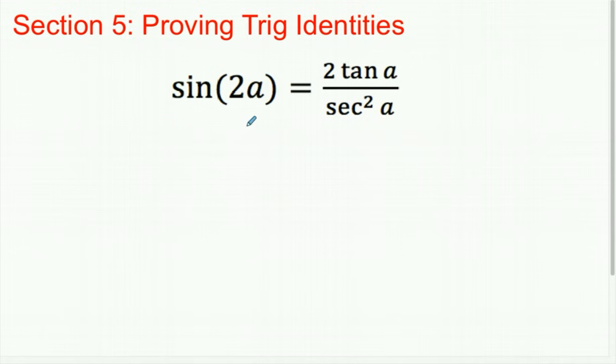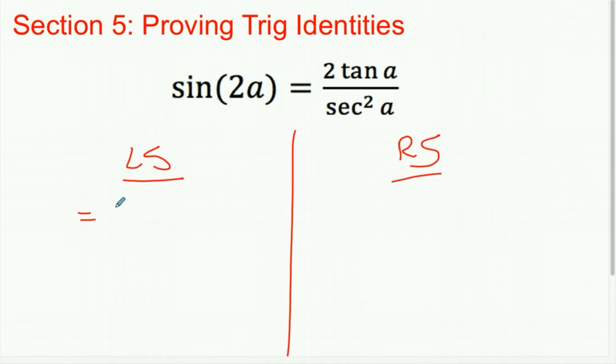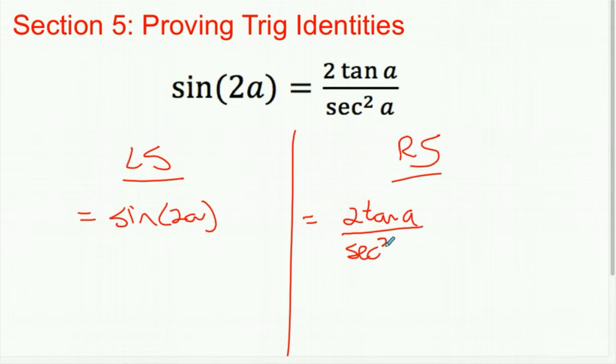Then you would have probably done quite a bit of proving trig identities. A trig identity is basically an expression where the left side is equal to the right side for any possible value of A. And we need to prove that's true by showing that these two expressions are actually the exact same expression. So we do that by breaking it into two sides, left side, right side, and we'll prove that sine of 2A is actually the exact same expression as 2 tan A over secant squared A.